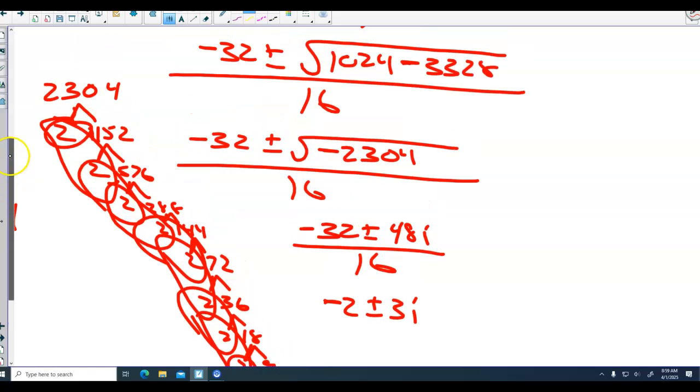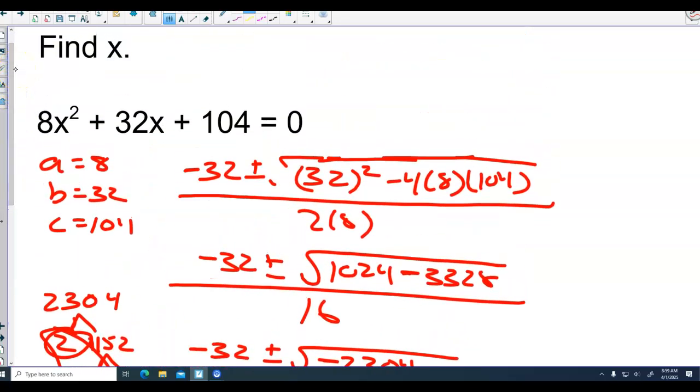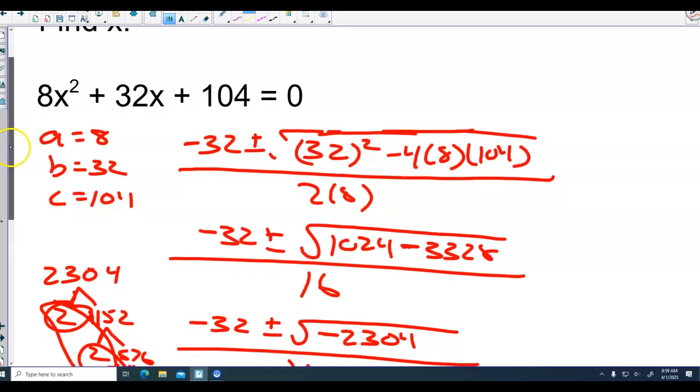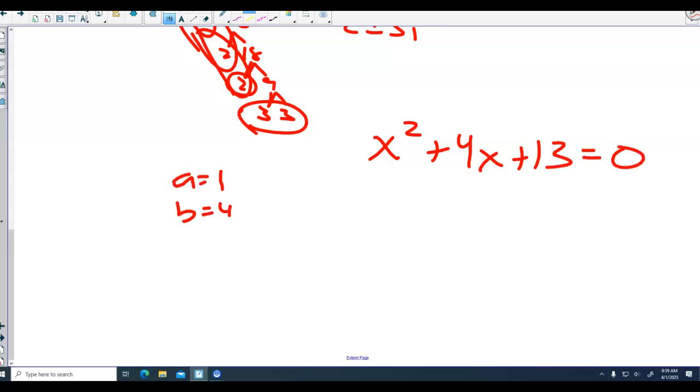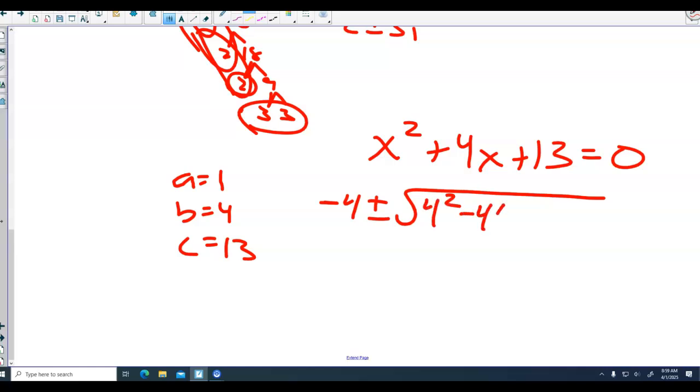Now, my advice to you is not to do that problem. My advice to you is this. I'm going to divide everything by 8 here. And if I divide that entire problem by 8, I get this. And now I'm doing the quadratic formula from a much smaller number. Negative 4 plus or minus 4 squared minus 4 times 1 times 13, all over 2 times 1.